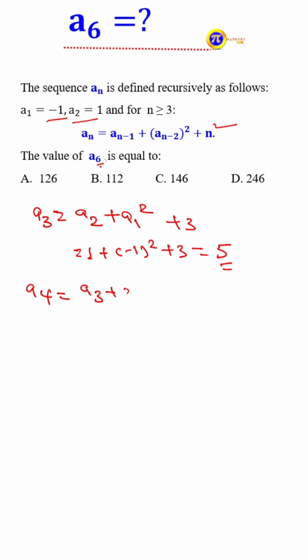What is A4, the fourth term for this one? A4 is equal to A3 plus A2 square plus here is 4. What is A3, obtained here? That is 5, plus this is 1 square, plus here is 4. The result becomes 5 plus 1 plus 4. This is 10.